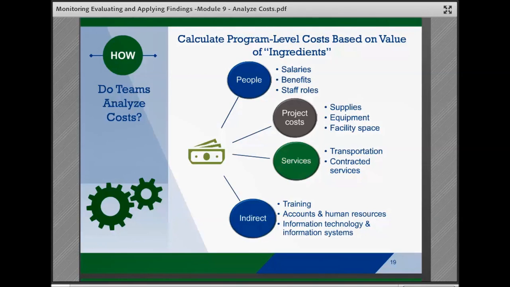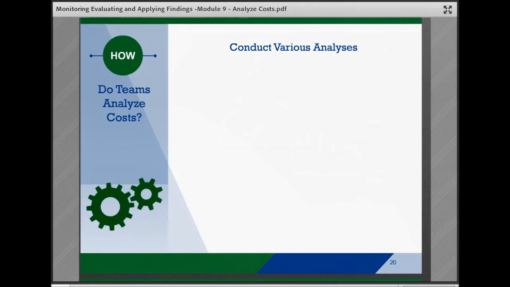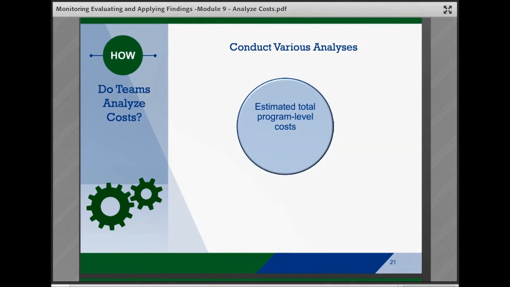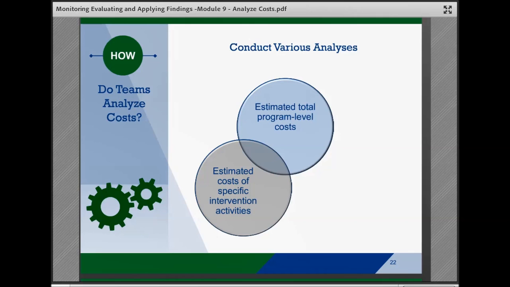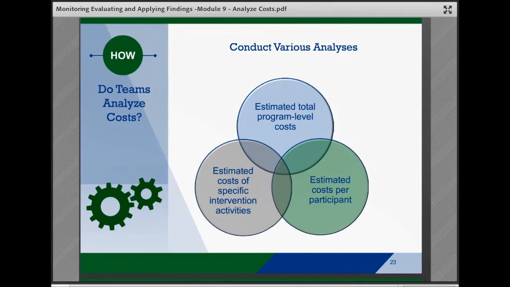Data may be collected through templates or surveys and can help determine how much of each resource is used for different intervention components. Conducting analyses on the data that is collected on the cost outline can help teams to estimate total program level costs, estimate the costs of specific intervention components or activities, and estimate costs per participant by combining intervention cost data with participation data.